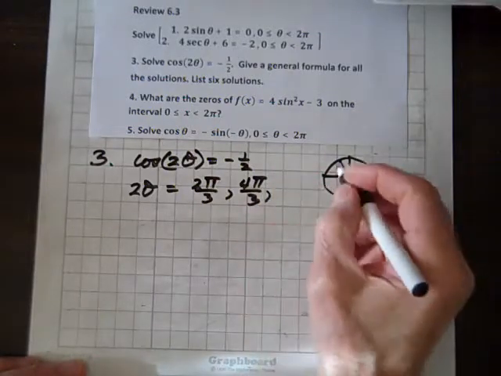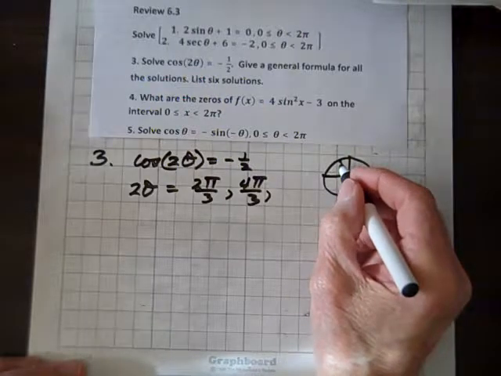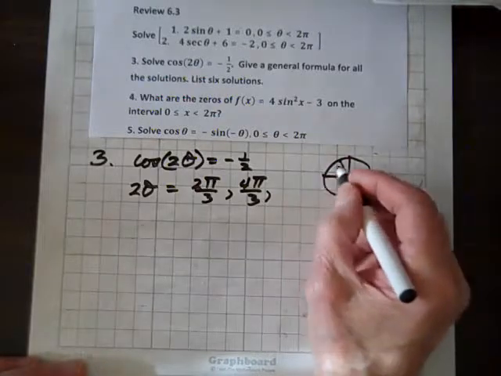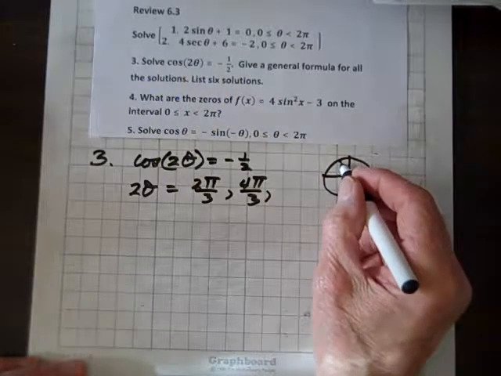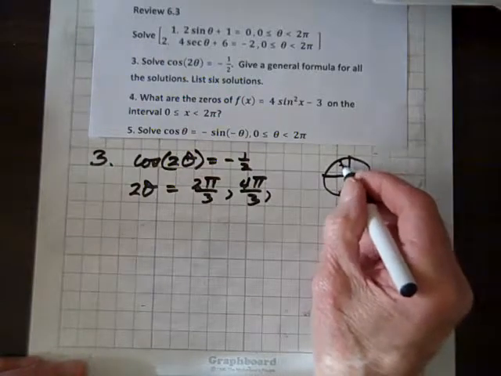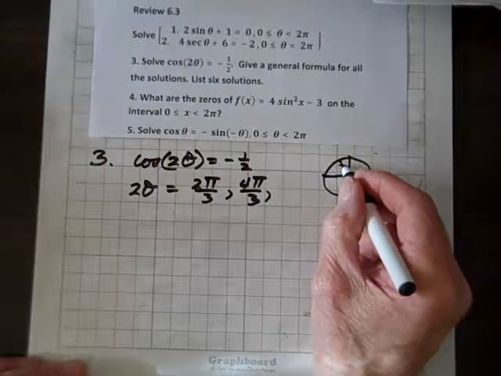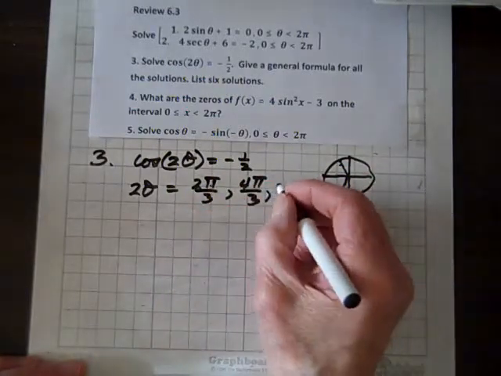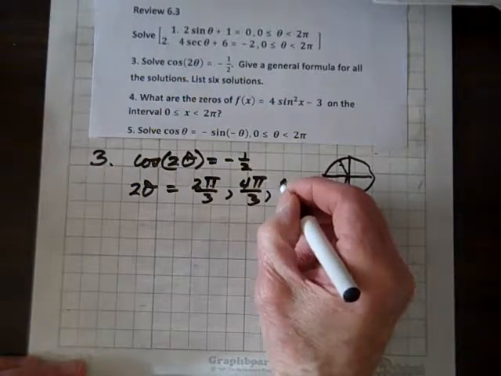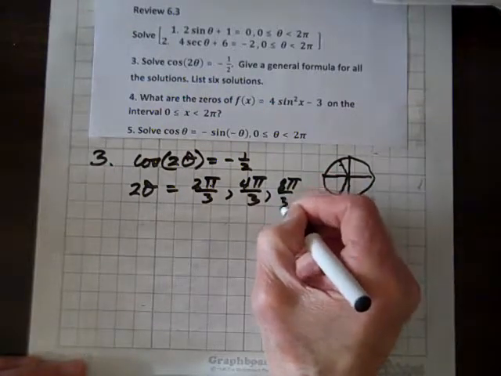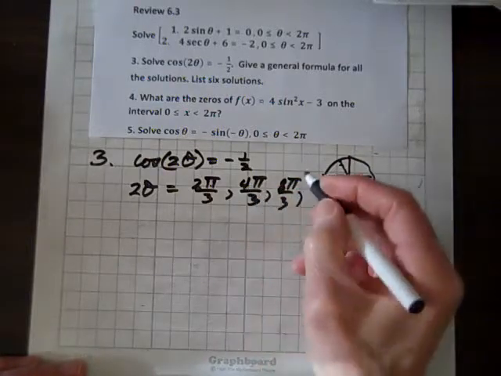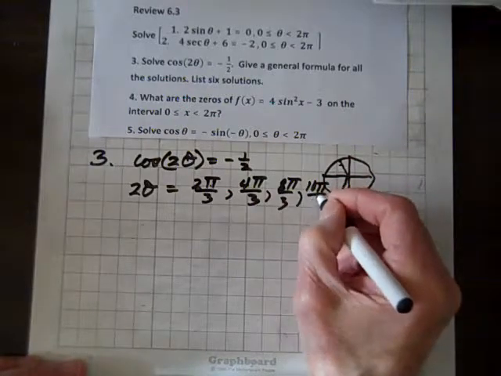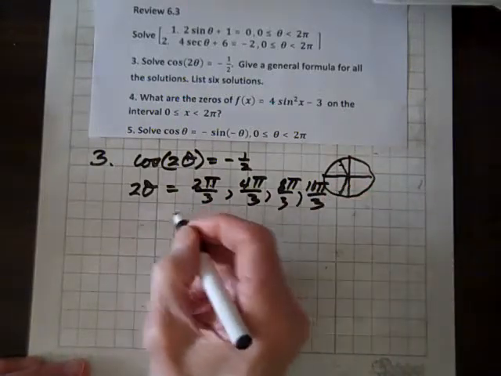And let's get a couple more. So if we add 2 pi, if we go 2 pi radians around, well, 2 pi is the same as 6 pi over 3, so adding 6 pi over 3 to 2 pi over 3, that gives us 8 pi over 3, and adding 6 pi over 3 to 4 pi over 3, that gives us 10 pi over 3. And now let's isolate theta.